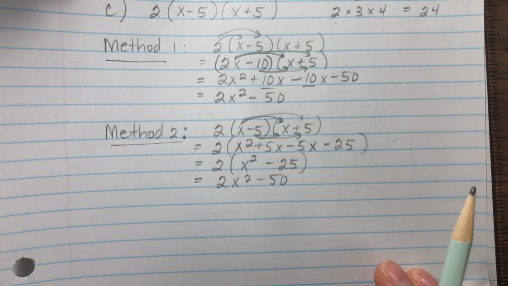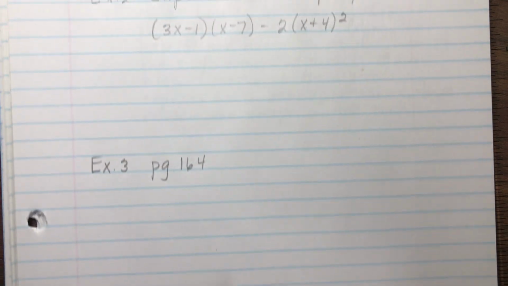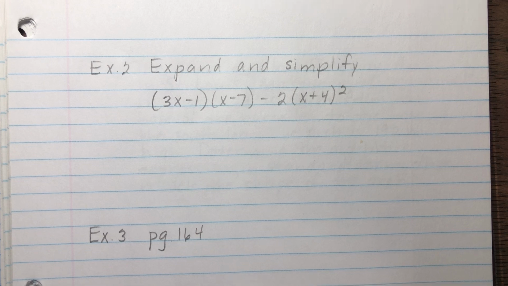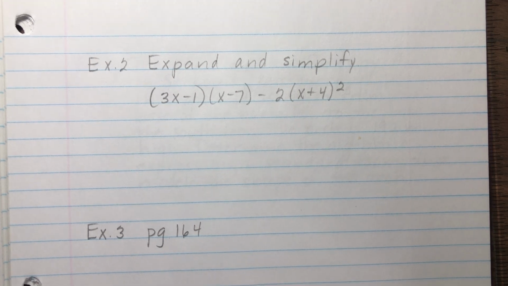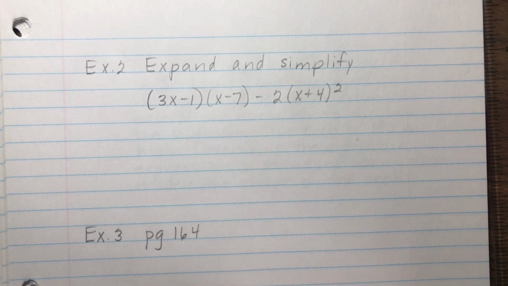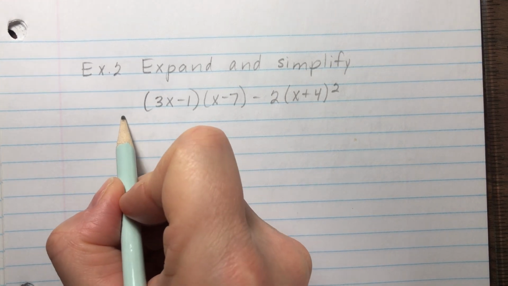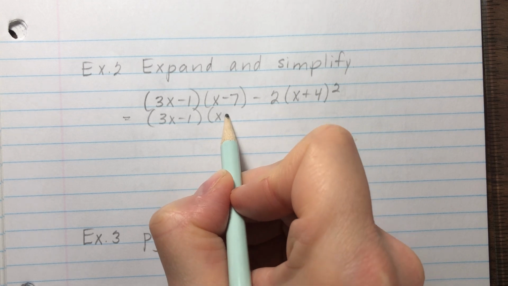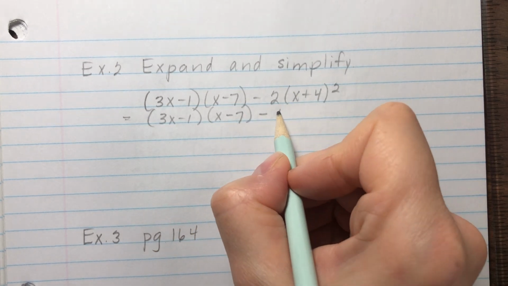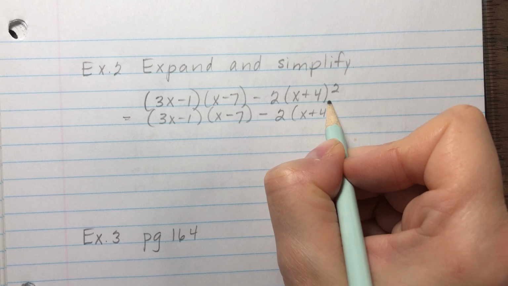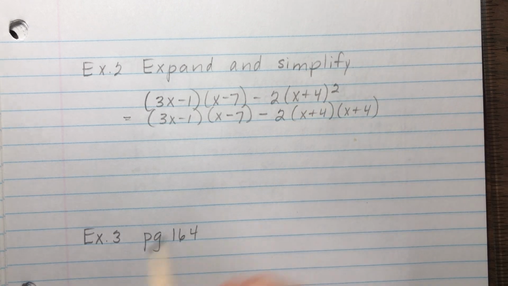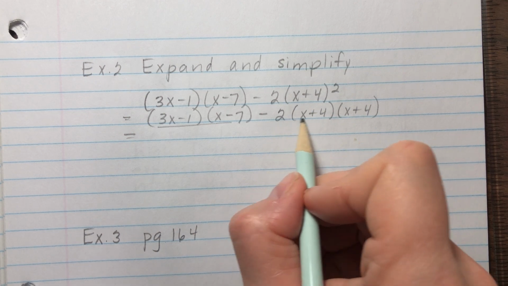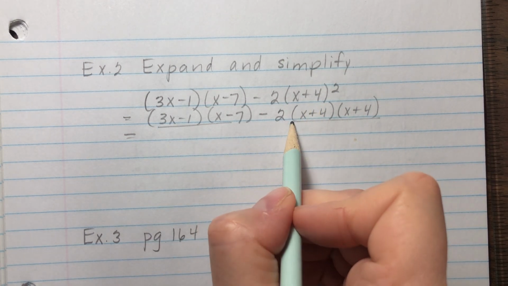Okay, let's look at our second example. In the second example here, we have to expand and simplify. This is a more complicated example because it involves expanding binomials twice in the same expression. Because if you notice here, we have x plus 4 squared. And like mentioned in example 1, that means you're multiplying x plus 4 by itself. Okay, so now we have to expand these two binomials as well as these here.